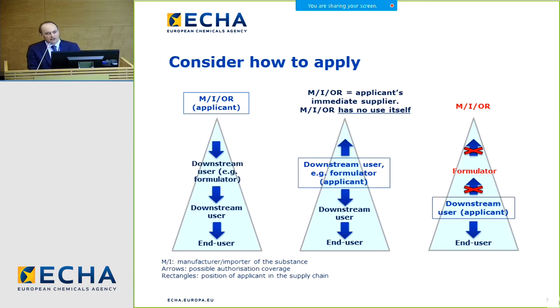Something which is not there is the case of two-level AFAs. For instance, manufacturers could apply for the formulating use, and the formulators could apply for the downstream uses. This is also something that we have envisaged as an option for submitting an application.